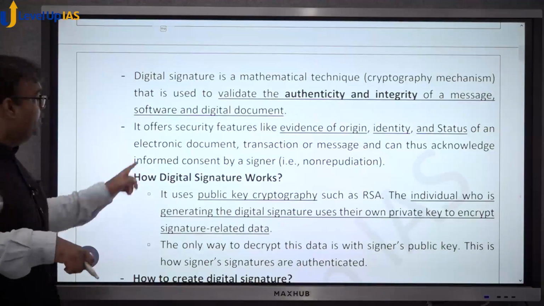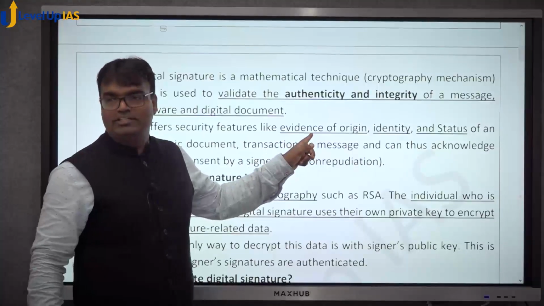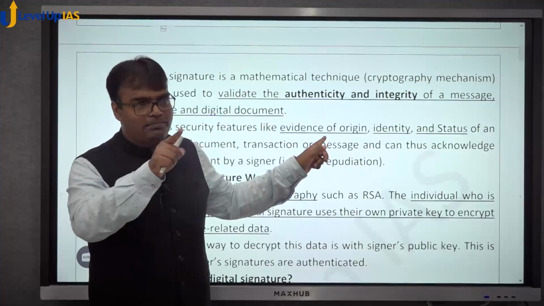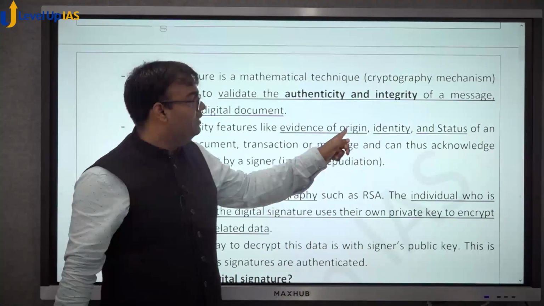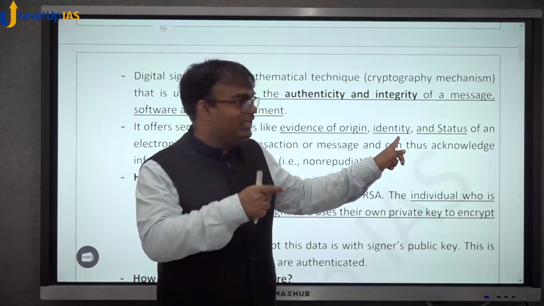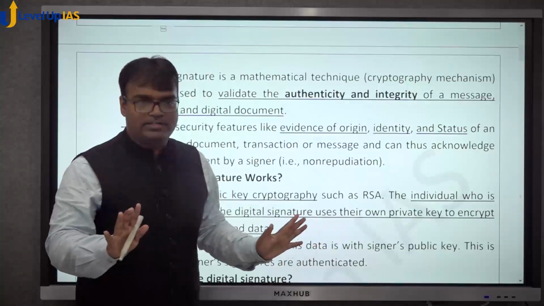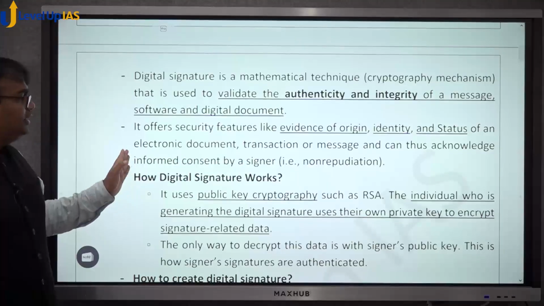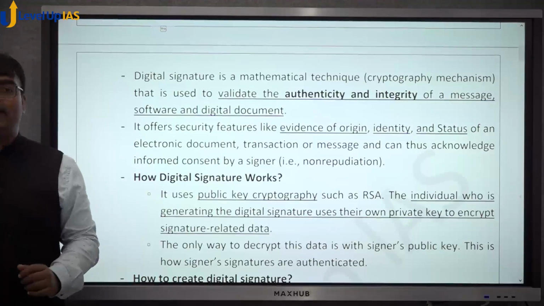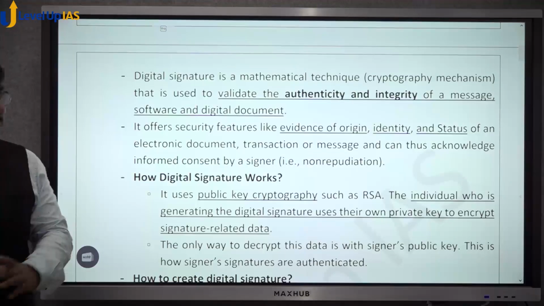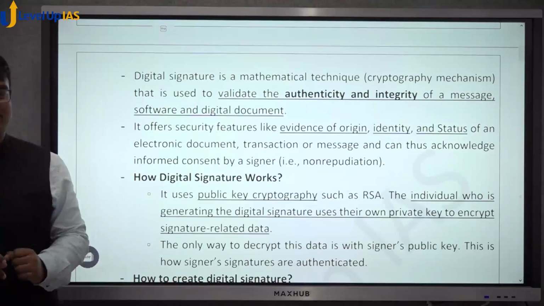Here we were saying it offers security features like evidence of origin. Did we get evidence of origin? It must have originated from Santosh only because only he had the private key. No one else had the private key. Identity. It can only come from that person because only he has the private key. Status. All those aspects. Right? Of an electronic document, transaction or message and can thus acknowledge informed consent by the signer. When using digital signature, I am sending something. I have said that I am agreeing to this detail. Then it's also proving informed consent.